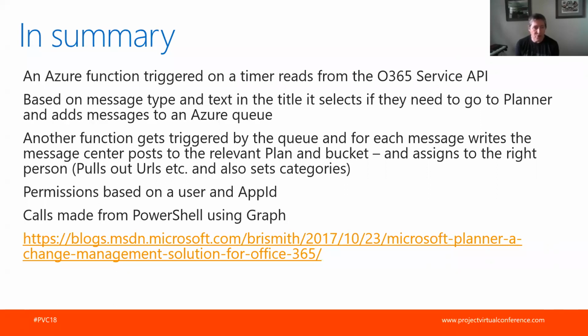In the queue, that triggers another function, and for each message, it writes out the Message Center posts to the relevant plan and the bucket, and assigns it to the right person, and pulls out the URLs, etc., and also sets categories. So all of that's really controlled just by that products.json file. And we saw I added a new bucket ID and a new assigned person and a new string to look for. It found there was one Message Center post with GDPR and put that into my GDPR bucket.